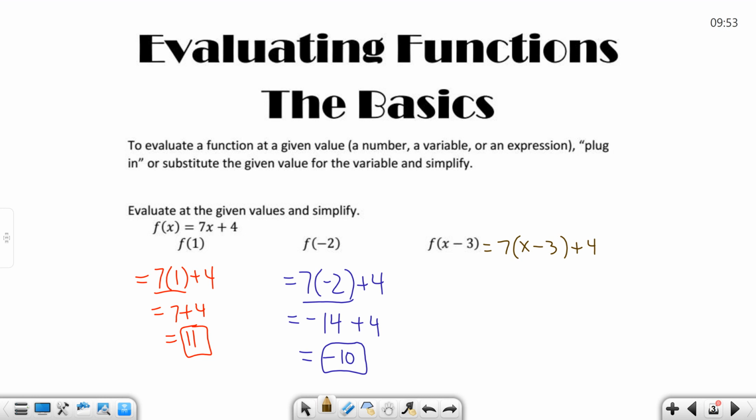And we read this f of, right? f of x, f of 1, f of negative 2, f of x minus 3. Not f times x minus 3, or f times 1, or f times x. It's of. Function notation is of. So then we distribute. We get 7x minus 21, and then we bring down our plus 4. Then simplify, combine the like terms: 7x and then minus 17, because negative 21 plus 4 is negative 17.